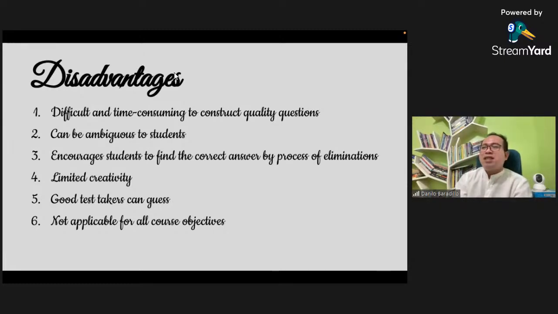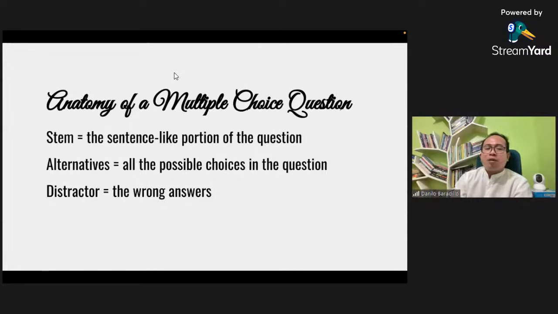Okay, so if you have a particular objective that does not need any multiple choice, then so be it. You cannot force multiple choice to be used for certain course objectives. Okay, so let's now have the anatomy of a multiple choice question.